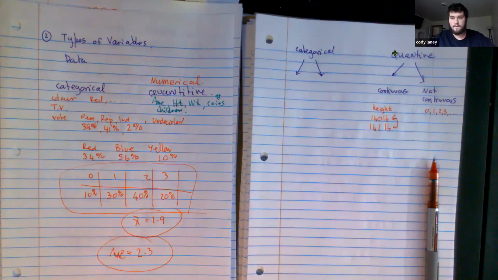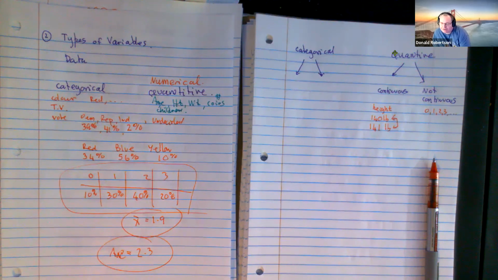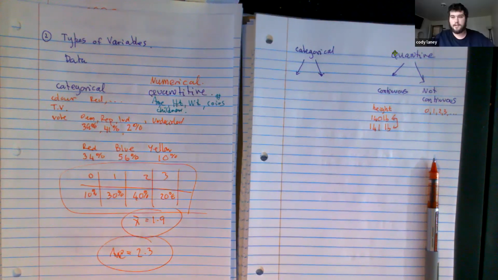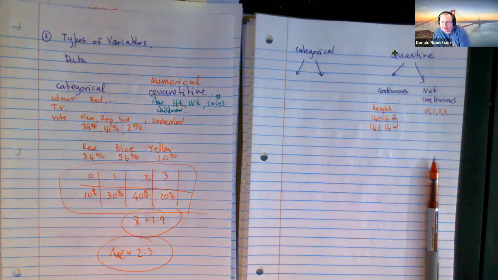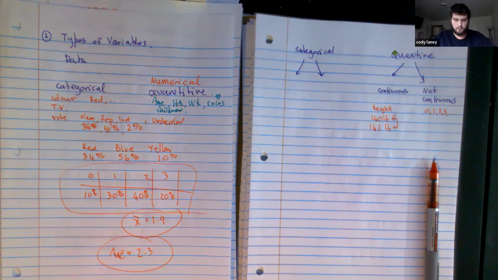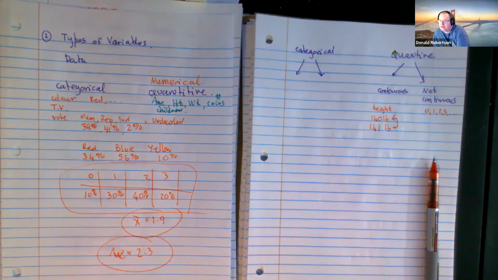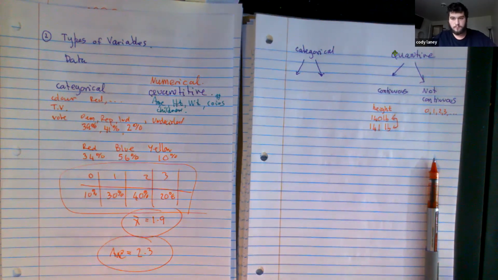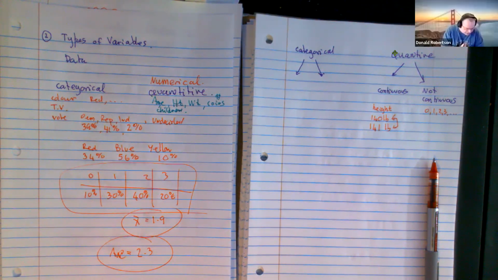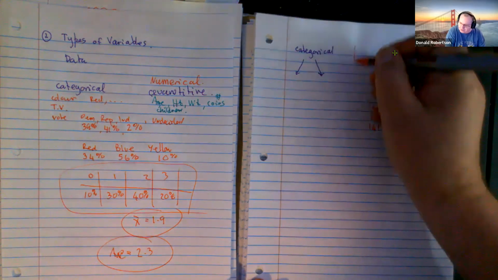Continuous, agreed. Number of coins in your pocket. Not continuous. How many grandparents are still alive? Oh, not continuous. Not continuous. Can't think of any continuous ones, but there's plenty out there, right? Are we comfortable with the difference between them?